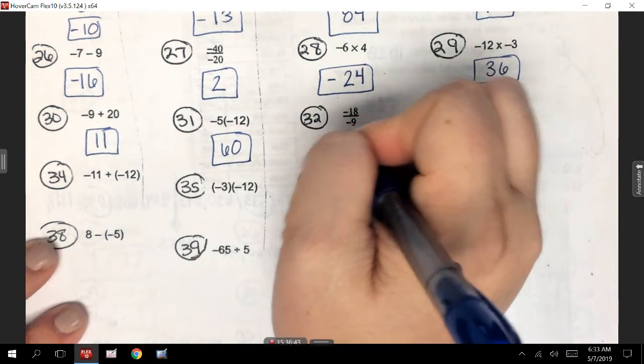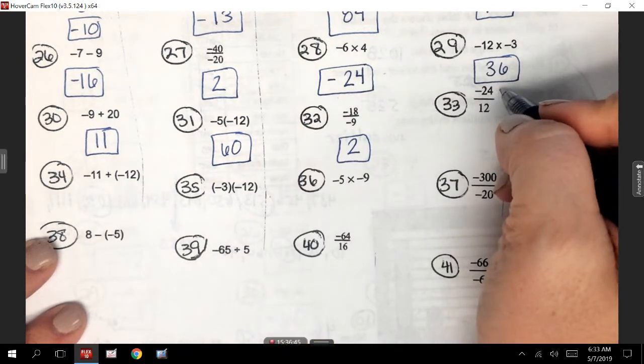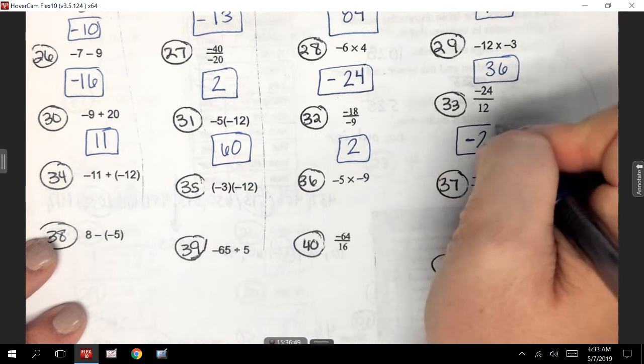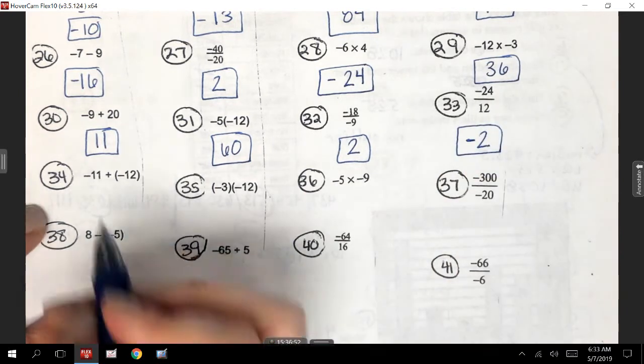18 divided by 9 is 2. It's positive because they're the same sign. 24 divided by 12 is 2. It's negative because those are different signs, and it's division.